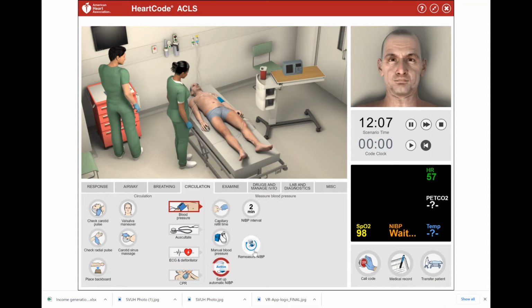Let's see what's done. Okay, the heart rate now is 57. Blood pressure you'd expect might drop as well. Okay, it's come down a little bit as well. We'll check it again in a minute or so. So we'll say 1 minute, or just continuous every time.